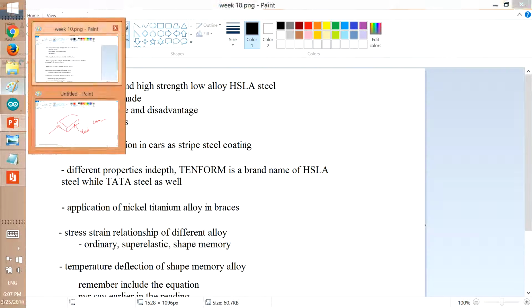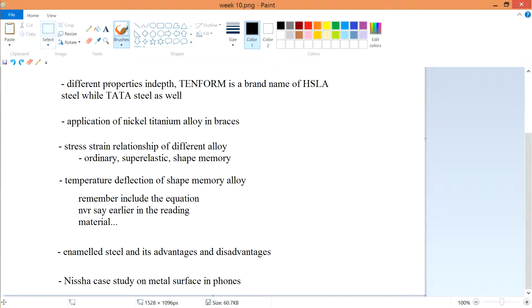Just a quick review on where we are. Alright, we have already somewhat finished this. So we have only the last part, the Nisha case study on metal surface finishes, which is also quite straightforward. So see you there.